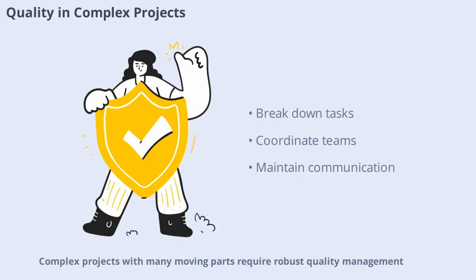Complex projects with many moving parts require robust quality management. This means breaking down large tasks, coordinating across teams, and maintaining clear communication. Use detailed plans, regular reviews, and strong leadership to keep quality on track. In complex environments, attention to detail and proactive management are key to success.